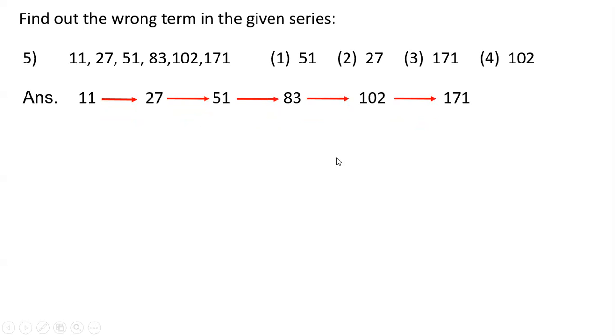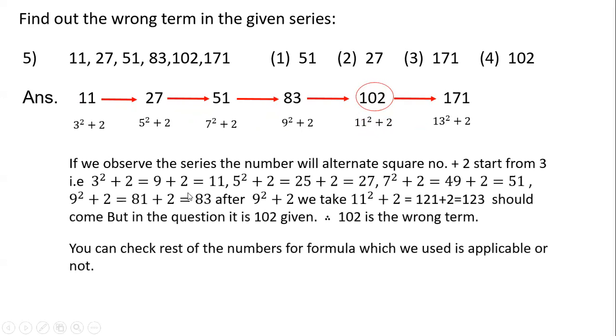In this question, if we observe this series, this 11 comes from 3 square plus 2, 27 is 5 square plus 2, 51 is 7 square plus 2, 83 is 9 square plus 2, 102, 11 square plus 2, and 171, 13 square plus 2. But here 11 square is 121 and 121 plus 2 is 123, and they gave us here 102. So the wrong term is 102, which comes on option number 4. So option number 4 is our answer.